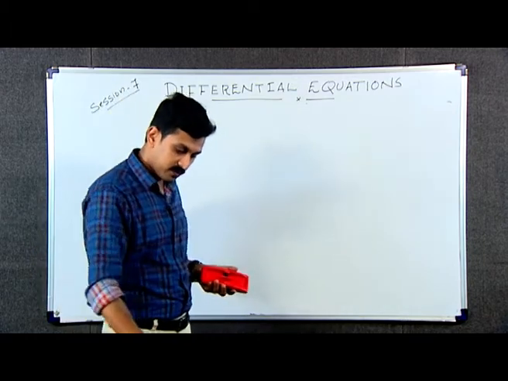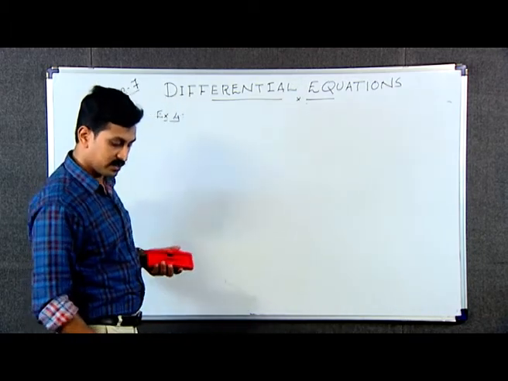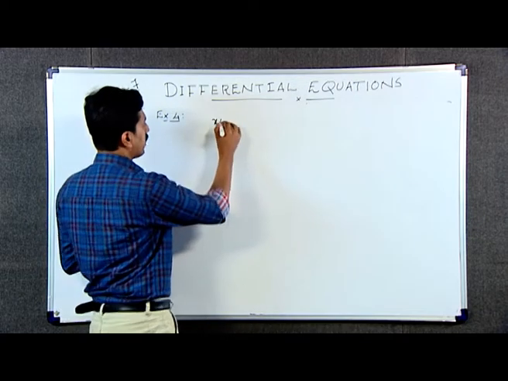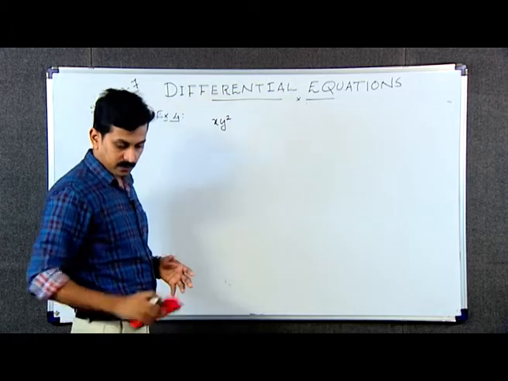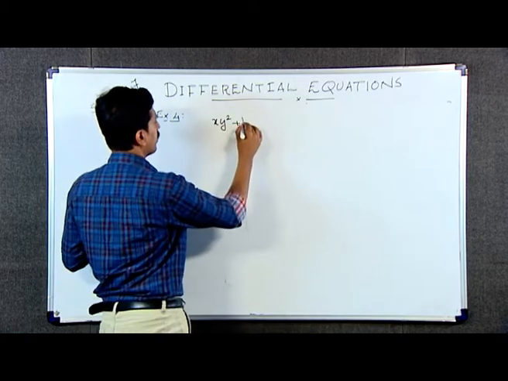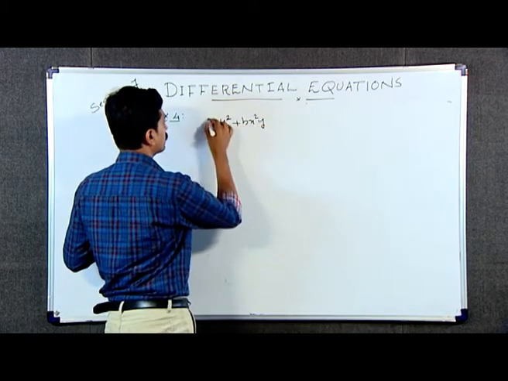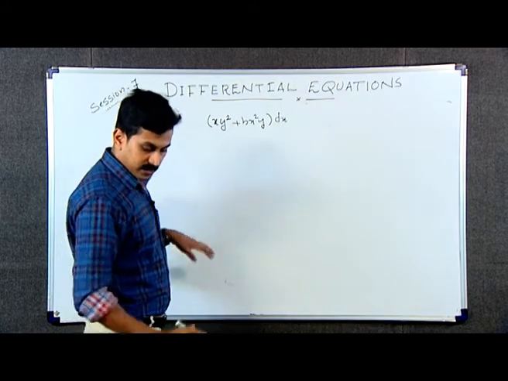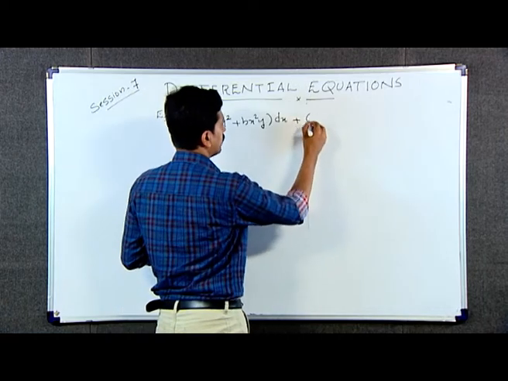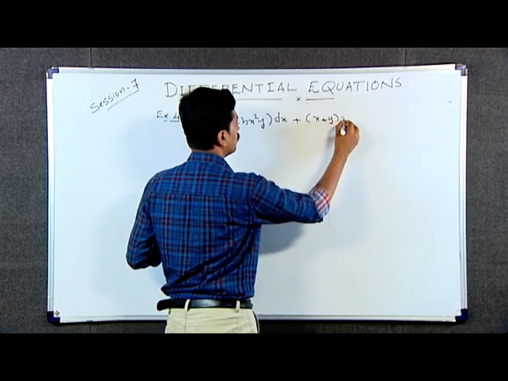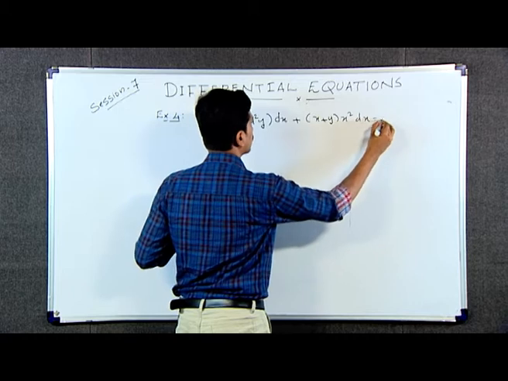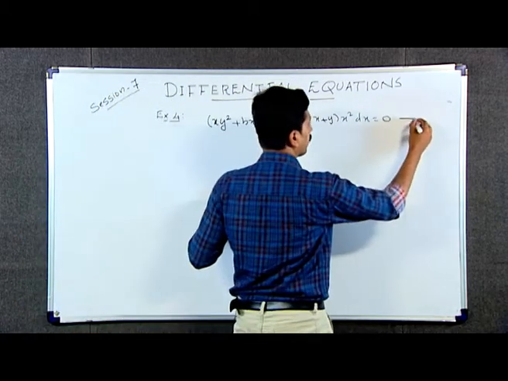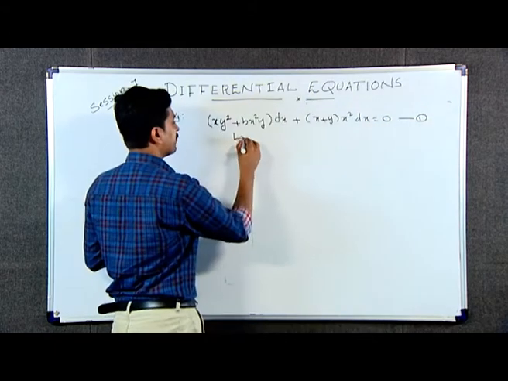See, example 4 is just an applied question. Consider the equation (xy² + bx²y) dx + (xy + x)... plus (x + y) x² dy is equal to 0. Given that this equation 1 is an exact differential equation.